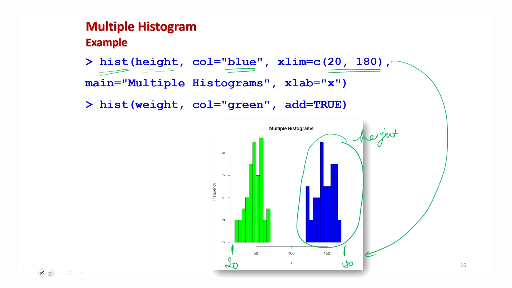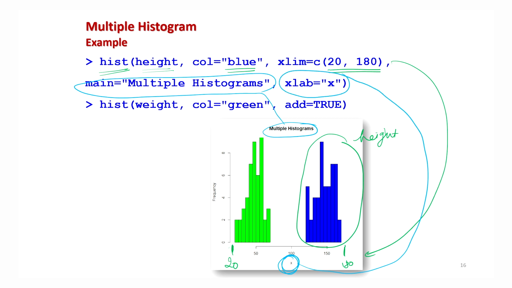And the title, this multiple histogram, is appearing here: main is equal to multiple histogram. And the x label is appearing by using the command xlab is equal to x. So, that is giving you the title on the x axis.